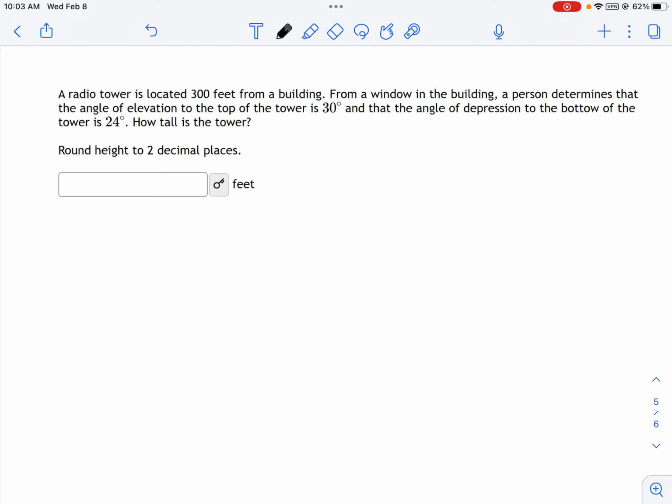So we have a radio tower is located 300 feet from a building. All right, so let's just draw as we read here. So we have a radio tower. I don't know what this tower looks like. Bam, tower. Okay, so we have a radio tower, and from this radio tower we're going to have some distance, 300 feet specifically, until we get to a building.